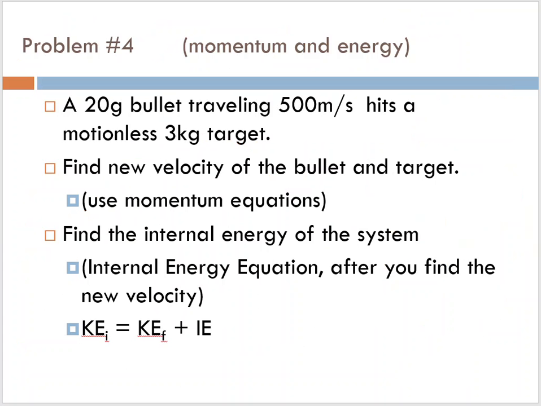Then I want you to give this a crack. I'm not going to work through it here. I want you to try to do this one. I will tell you that the 20 kilogram bullet, you need to change this into kilograms. 500 meters per second hits a motionless 3 kilogram target. Find the new velocity of the bullet and target.